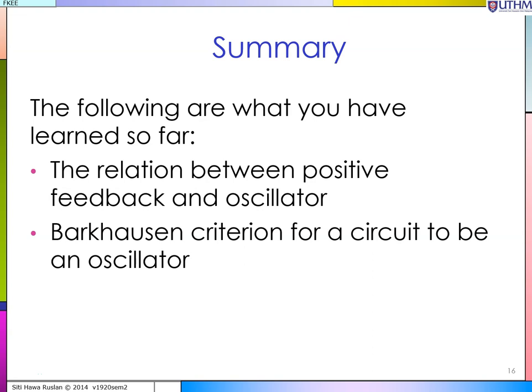So, in this topic, I have shown the connection between positive feedback and oscillator. Oscillators use positive feedback, but in order for the circuit to be an oscillator using the positive feedback technique, it must satisfy the Barkhausen criteria, which is beta A. Beta, the feedback network, multiplied with the gain equals 1. And the phase shift around the loop must be 0 or 360 degrees depending on the type of amplifier.